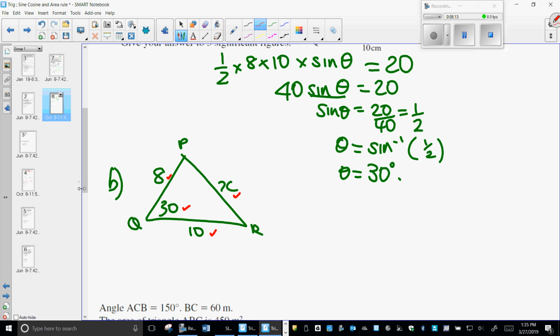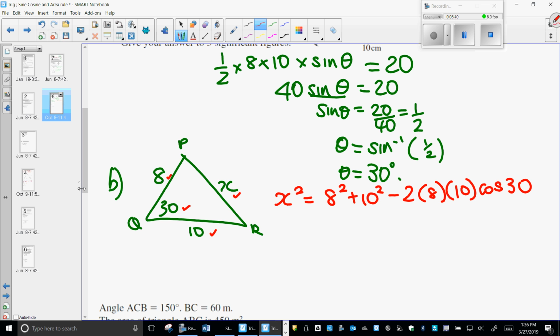We're trying to find this missing length. We do know the angle opposite it, so we're good to go. So we say that x squared is equal to 8 squared plus 10 squared, subtract 2 multiplied by 8 multiplied by 10 multiplied by cos of 30. Okay? So we've just chucked that into the cosine rule. Remember, you're given the cosine rule, you don't need to learn it.